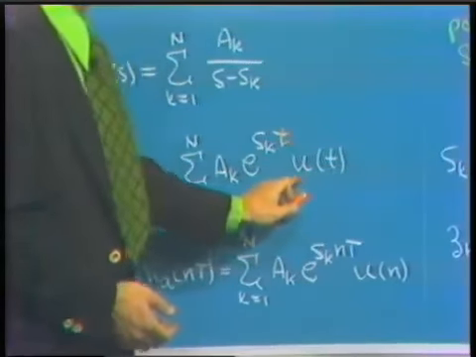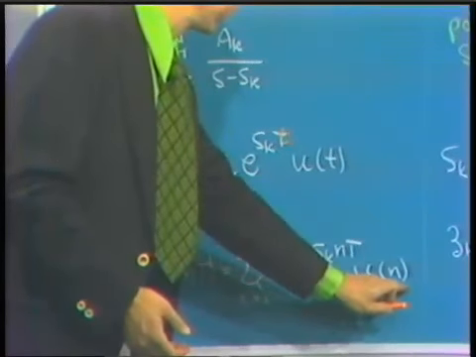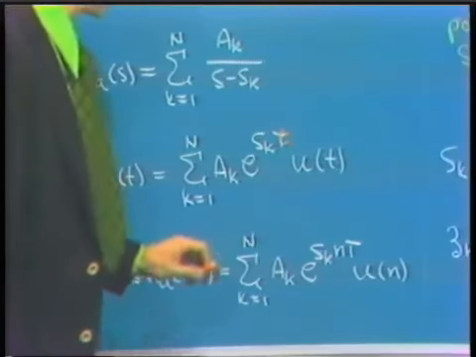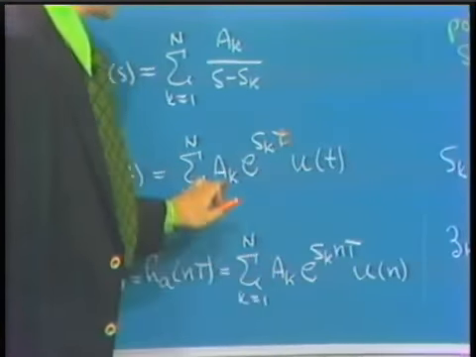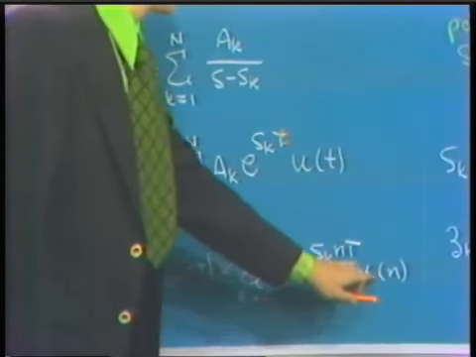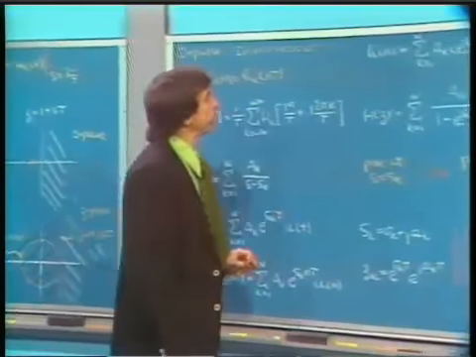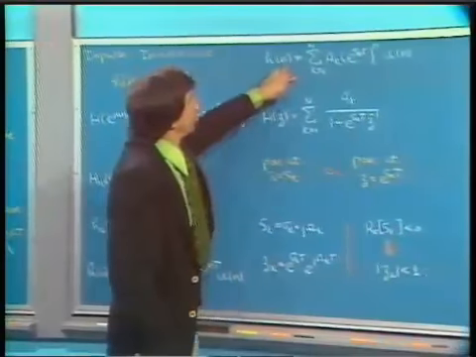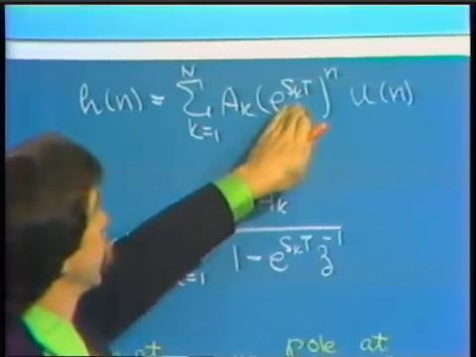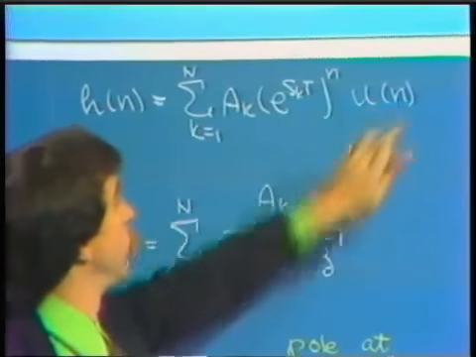A sampled analog unit step results in a discrete-time unit step. Consequently, the unit sample response that we end up with is a sub k, the same coefficients as we had here, e to the s sub k n times capital T, times the unit step. We can write that in a slightly different way, as the sum of a sub k times some factor, e to the s sub k capital T, raised to the nth power, times the unit step.